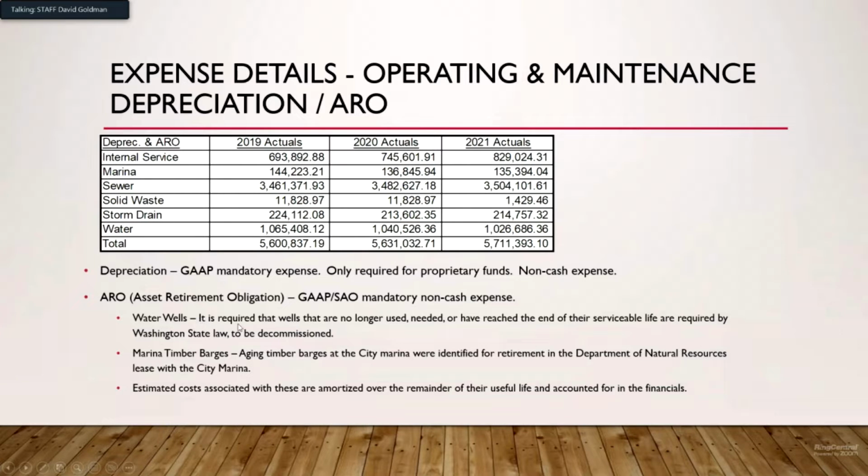This applies to water wells that are no longer used or needed and have reached the end of their serviceable life, and they're required by law to be decommissioned. Marina timber barges, there's some timber barges that were identified for retirement by the DNR in the DNR lease with the city marina, and the estimated costs associated with these are amortized over the useful life and are accounted for in the financials, although these have no cash impact. They have to be accounted for in our financial reporting.